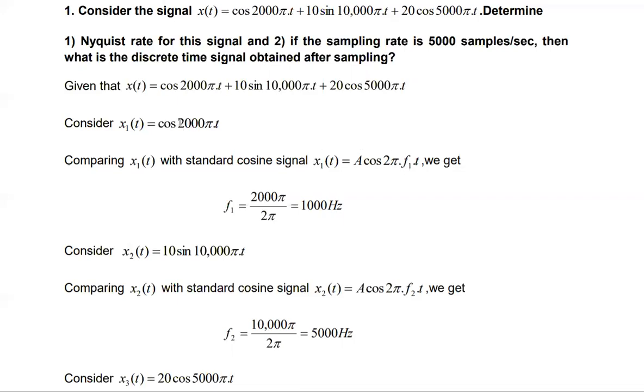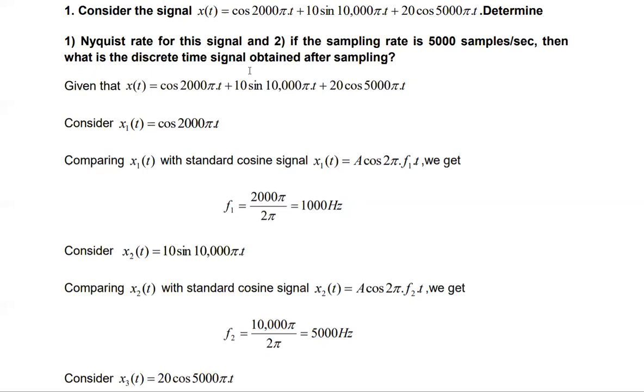So the 2000 pi t is equal to 2 pi f1 t. Comparing these two, we get the frequency f1 equal to 2000 pi divided by 2 pi. The pi cancels, and 2000 divided by 2 gives 1000 hertz. So the frequency for the first signal is 1000 hertz.